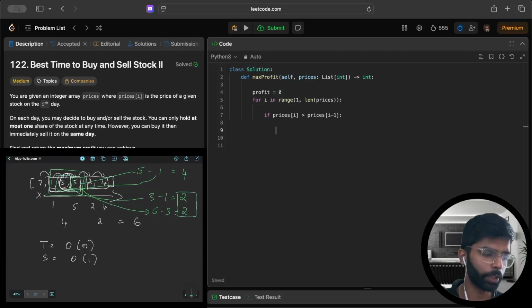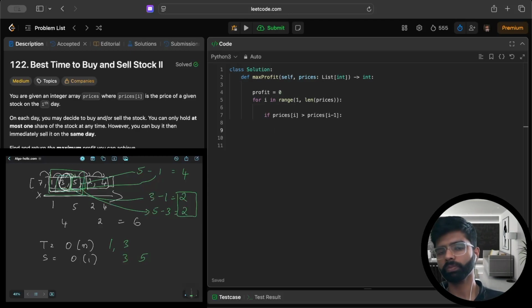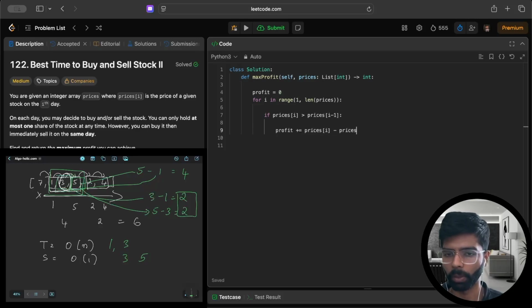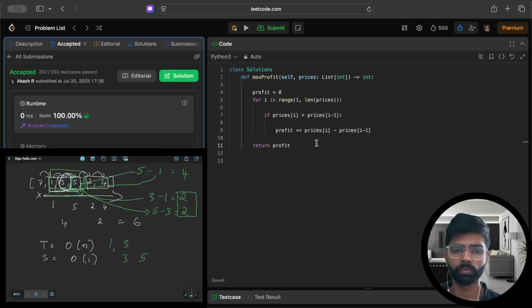So what we're essentially doing is we are buying at 1, we're selling at 3, and we're again buying at 3 and selling at 5. So profit is prices of i minus prices of i minus 1. That's about it. We just return the profit in the end. Yep, it works and is the most optimal solution.